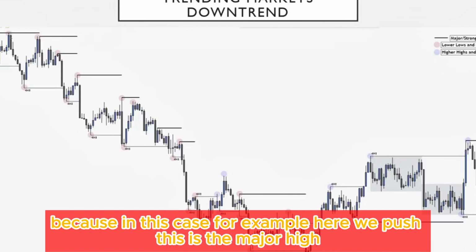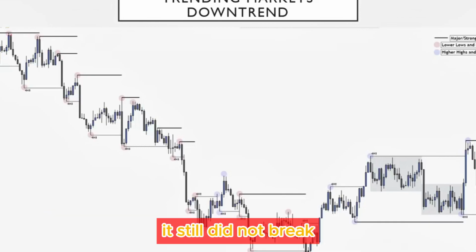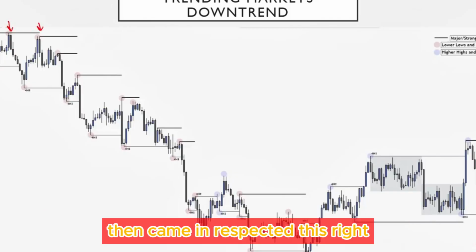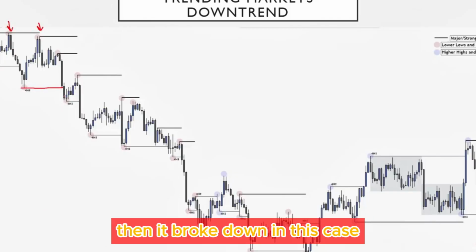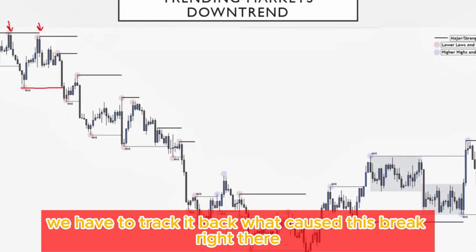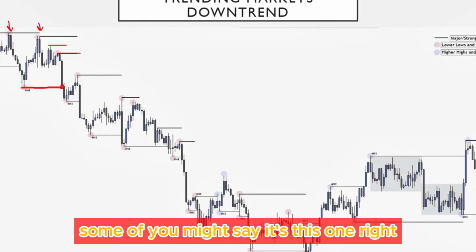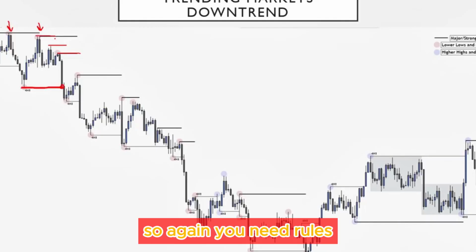Because in this case, for example, here we push. This is the major high. It still did not break. Have a look how the market textbook respected this, then came in, respected this, right? Then it broke down. In this case, we have to track it back. What caused this break? Right there. According to me, it's this one. You might say it's this one, so we might say it's this one, right? So again, you need rules.